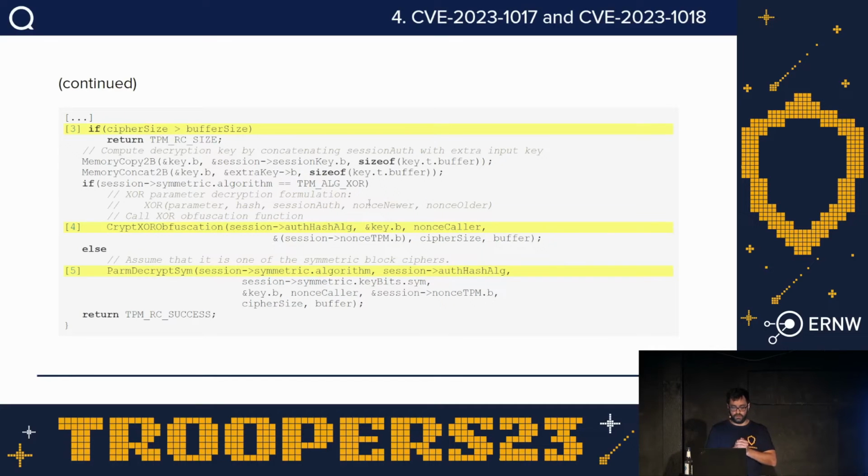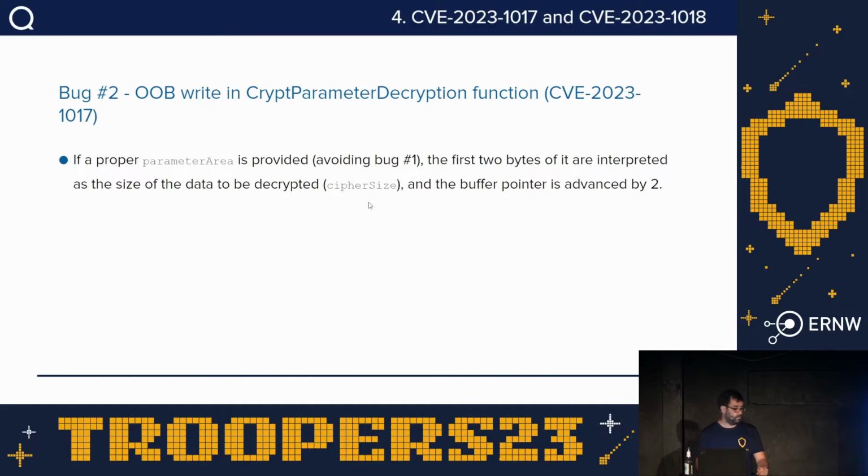You can use 2 methods to encrypt and decrypt the parameters. You can use XOR, exclusive or, or you can use a symmetric block cipher. In any case, in any of them, you can hit the vulnerable code. It's not really relevant which method you use. So what's the problem here? I forgot to mention that when calling either crypt XOR obfuscation or param decrypt sim, it is passing a pointer to the buffer and its size.